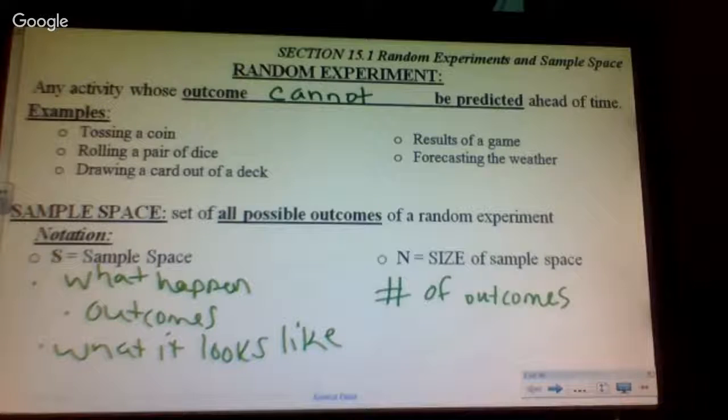This is your number of outcomes. And we're going to do a bunch of examples on this.